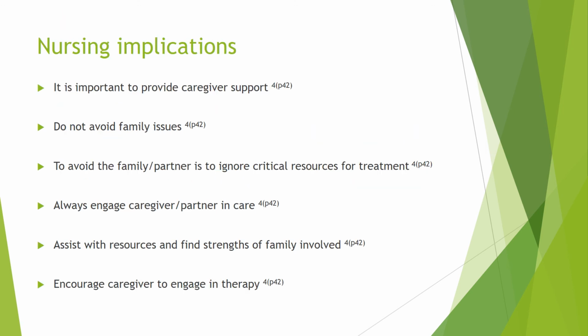Some nursing implications. It is important to provide caregiver support. Do not avoid family issues. To avoid the family partner is to ignore critical resources for treatment. Each family member has a different level of strengths. You always want to engage the caregiver or the partner in the care. You want to assist with resources and find strengths of families involved, and encourage the caregiver to engage in therapy.